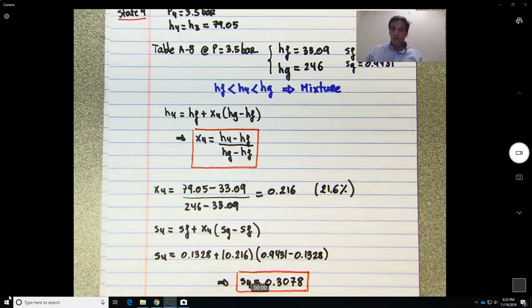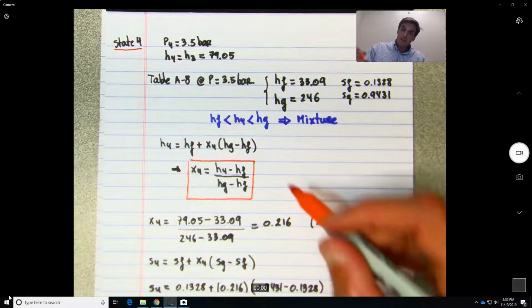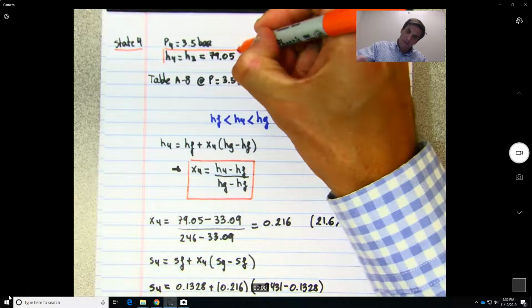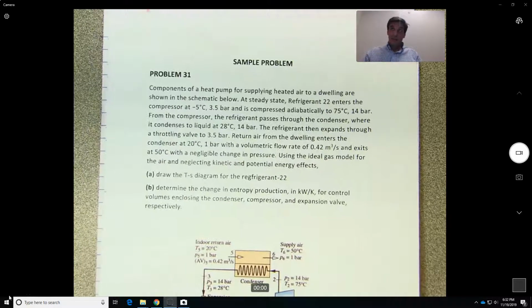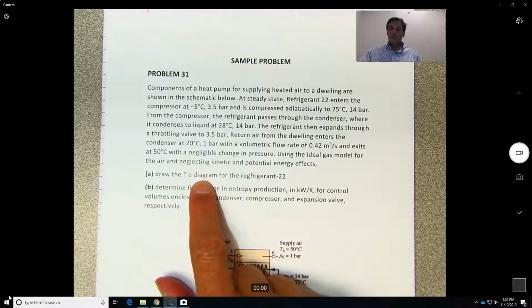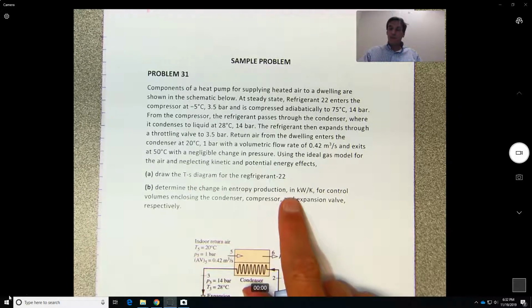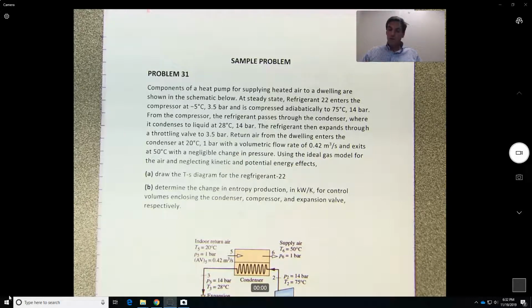Okay, and we know also H4, which is equal to H3. So if needed, we know this over here. Okay. So why are we doing all this stuff? If you remember, part A is to do the TDS relation, which we just finished, but we need to find what is the entropy production in the condenser, the compressor, and the expansion valve. So basically, we need to know S1, S2, S3, S4, which we know, but we also need to find S5 and S6. So let's do that.